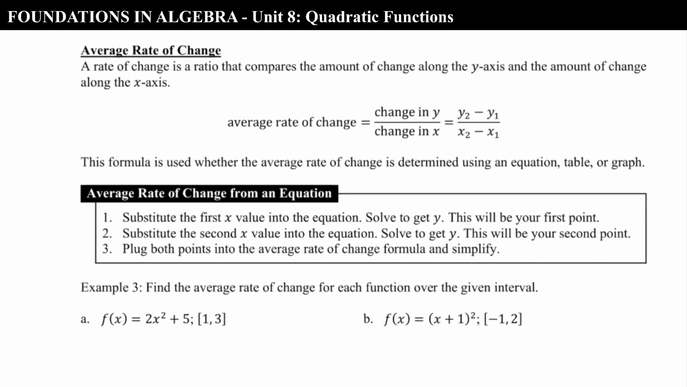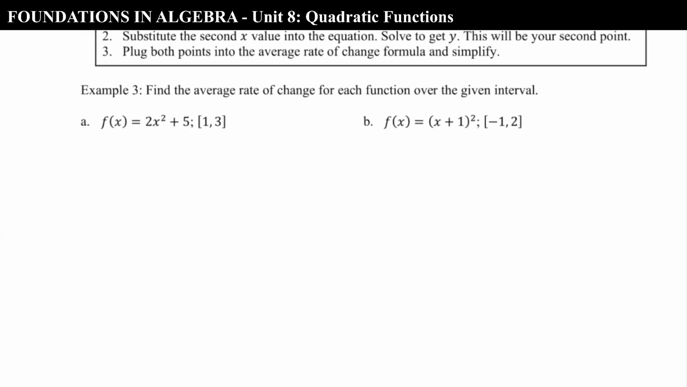So we're going to start with how to do it if you have an equation, okay? First, you're going to substitute the first x value into the equation, solve to get y. This will be your first point. Then you're going to substitute the second x value into the equation, solve to get y, and that'll be your second point. Then you're going to plug both of the points into the average rate of change formula and simplify. So let's see how this works in an example.